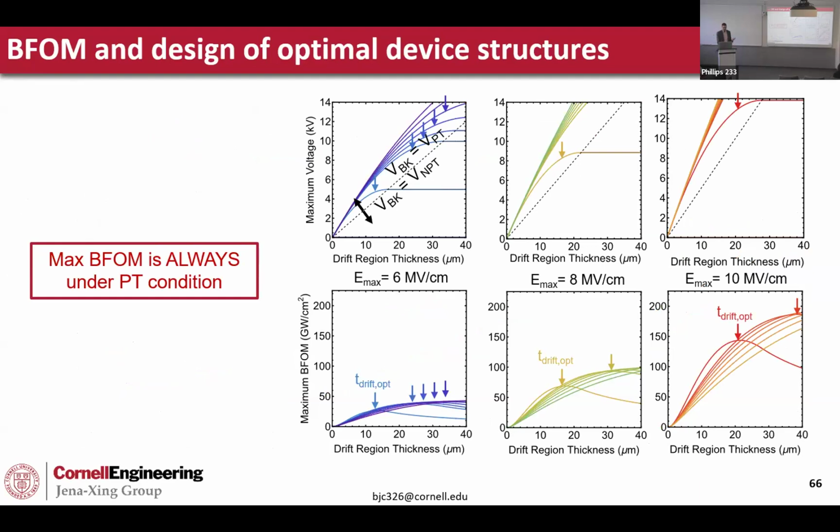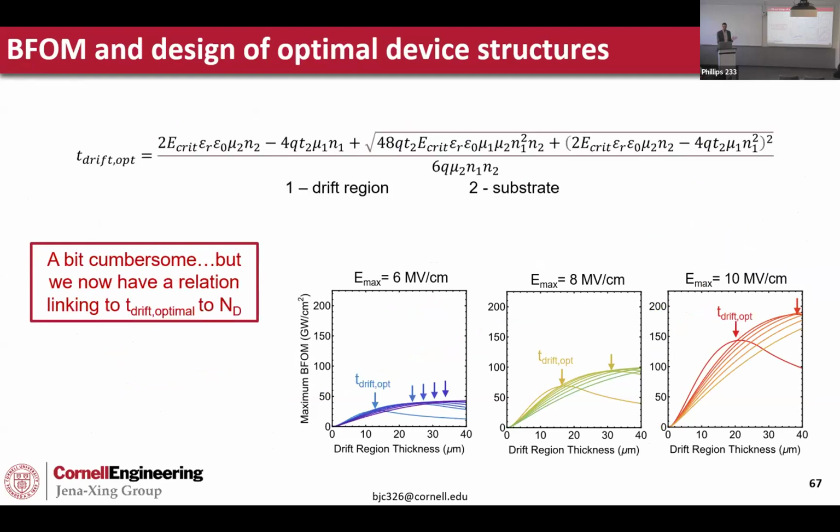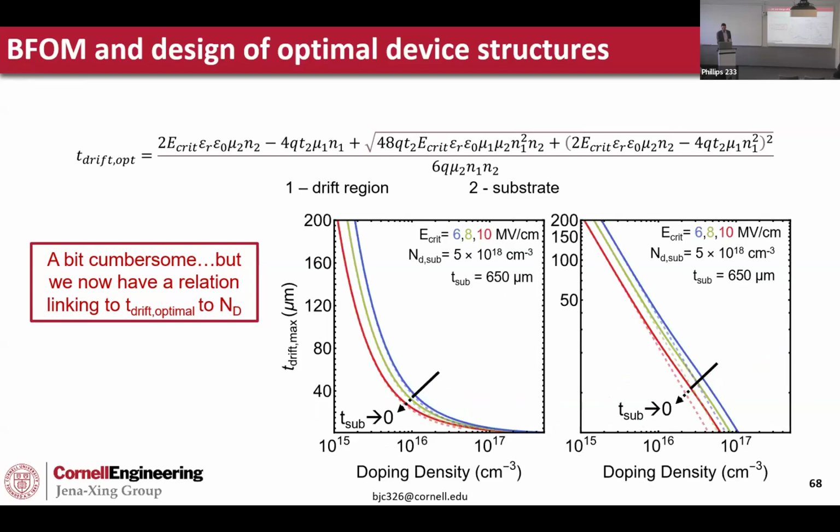If you want to actually track what this optimal drift region thickness is, it has this form. It's a little messy. I won't make you look at it for much longer, but it has a power-law scale where, again, as I'm going to keep reemphasizing just for repetitiveness, if you're at low doping densities where the resistance is really dominated by the drift region, there's effectively no benefit to thinning the substrate.